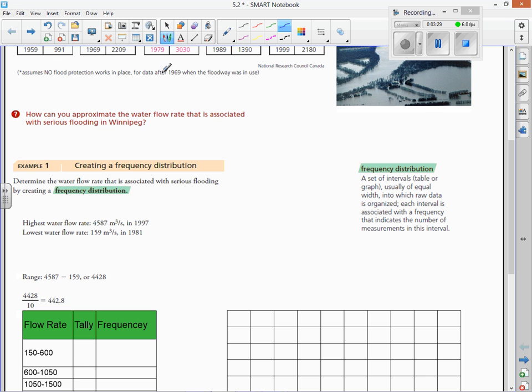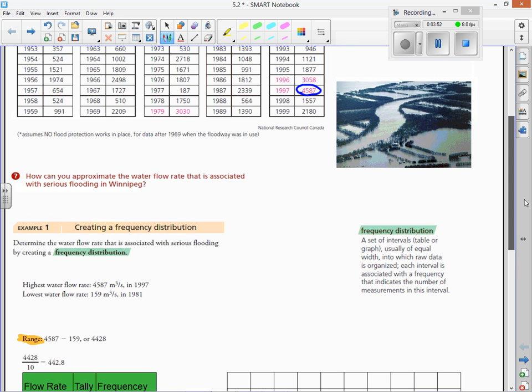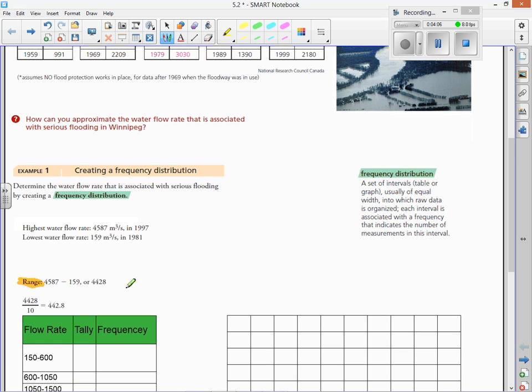Now from that, we're going to make a connection back to our last lesson, in which we talked about dispersion. And one measure of dispersion is range. And range is the difference between your highest number and your lowest number. And from the lowest number to the highest number, there's a difference of 4,428. So in 1981, perhaps there was a drought, and you only saw 159 cubic meters of water flow in 1 second. And you compare that to 1997, where you had over 4,500 cubic meters of water. So this would represent the difference in the amount of water that was flowing.